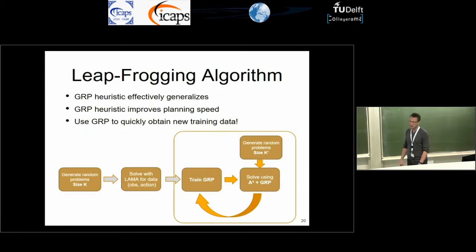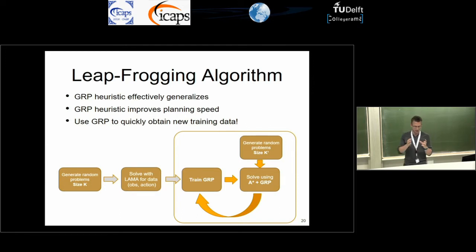So now we have a heuristic that effectively generalizes. It also seems to help with the planning speed. So we want to use this for progressive self-improvement. We want a heuristic for very large maps, but we may not want to use the planner on those maps directly. So what we do is we start with a small map. We solve them using a slow planner.